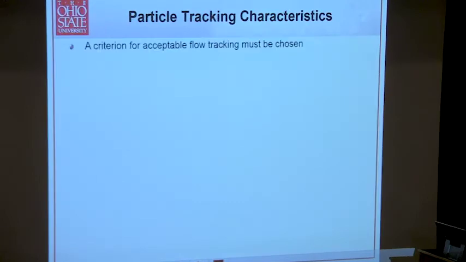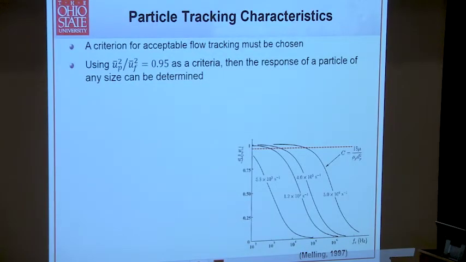And so if you go and look, we have to choose an acceptable criterion. And so what Melling proposed was that if the particle, this squared, is about 0.95, and if you go and take the square root of those, this actually becomes like 0.98. So really what you're saying is, the particle velocity is following the fluid velocity to some criteria of about 0.98. Then the response to the particle of any size can be determined. So let's say we use this criteria. So I mark this here, okay?